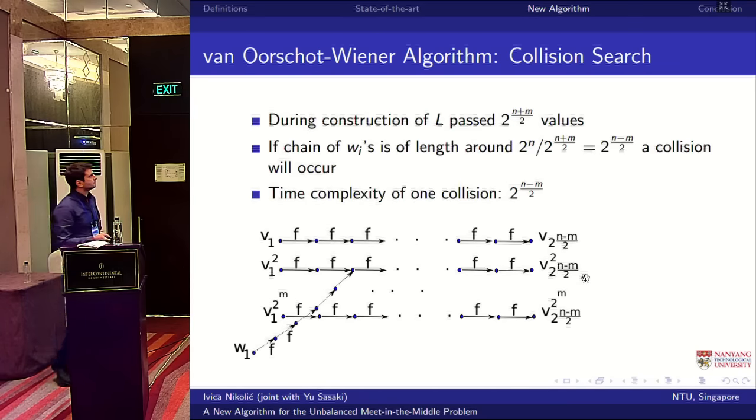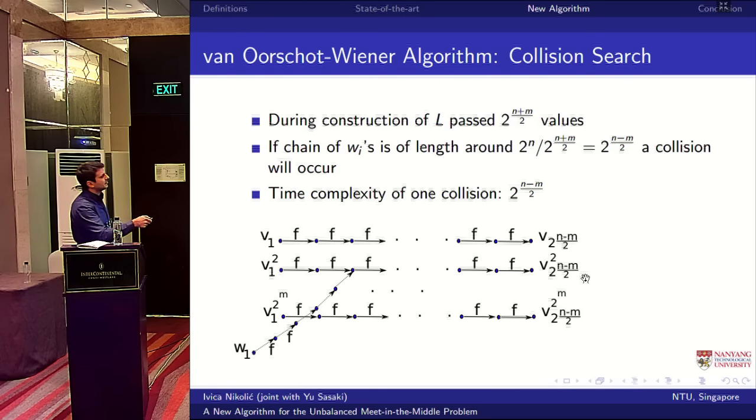So as you can see, during the construction of the table, it has 2^m points. The length of each chain was 2^((n-m)/2). If you multiply this, you can see how many values we passed when constructing the table. Because in total there are 2^n values, if the length of the chain is 2^n divided by the number of points, then on average we're going to find one collision, so the algorithm works nicely.